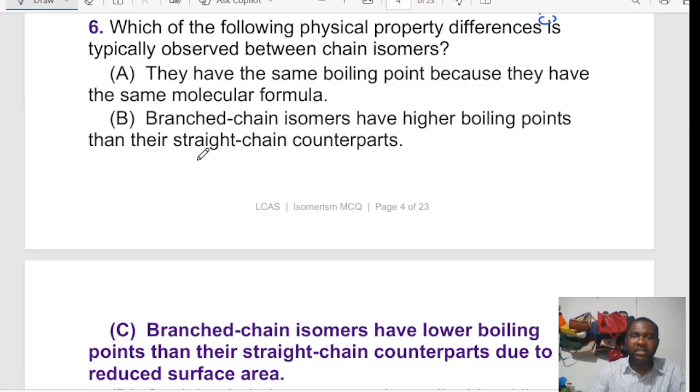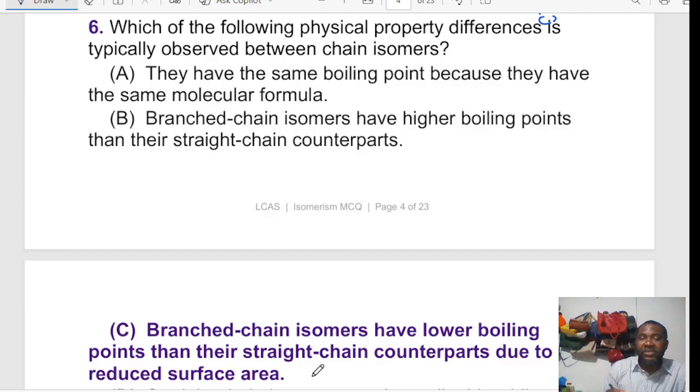Number 6 says, which of the following physical property differences is typically observed in chain isomers? Don't forget this. It is boiling point. You don't need to go. So the answer to this question is C. Branch chain isomers have lower boiling point than straight chain counterparts due to their reduced surface area. And I think I already mentioned that earlier. Branch chain isomers, their boiling point is usually lower than straight chain isomers. Straight chain isomers have higher boiling point than branch chain isomers.